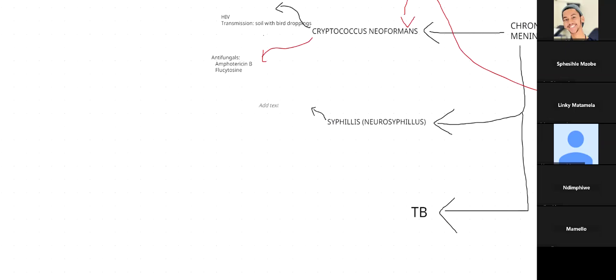Treponema pallidum, the organism which causes syphilis. What do we need to understand? So individuals with untreated syphilis. Another risk factor is essentially HIV. In the HIV population, you would find it more common.